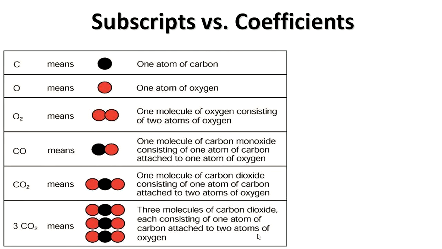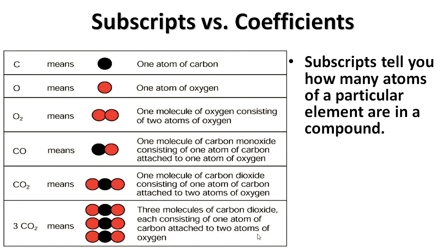Subscripts versus coefficients. Subscripts tell you how many atoms of a particular element are in a compound. Here, in CO2, the small 2 is a subscript. This tells me one molecule of carbon dioxide consists of one atom of carbon and 2 oxygen atoms.